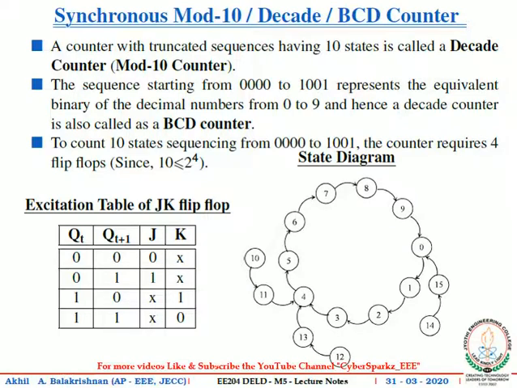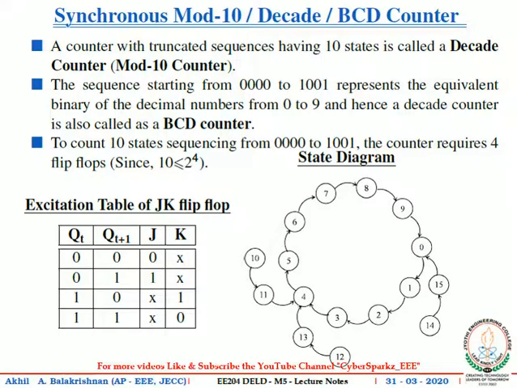A mode 10 counter has 10 valid states, 0000 to 1001. Since the sequence from 0000 to 1001 represents the equivalent binary of the decimal numbers from 0 to 9, a decade counter is also called a BCD counter. To count 10 states we require a minimum of 4 flip-flops.